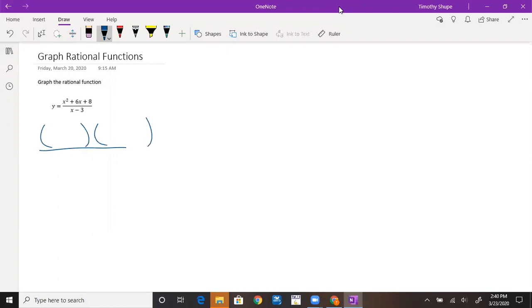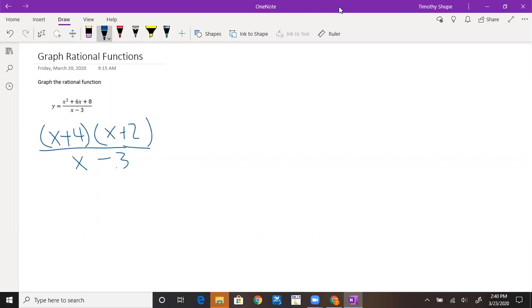So if I take a look at that numerator, I could factor that out as an x plus 4 and an x plus 2. And then that denominator is still going to be x minus 3. And if that didn't factor out, we could use the quadratic formula to find the zeros if we needed to for whatever we're trying to find. So looking at this, nothing cancels out, so we don't have any holes.